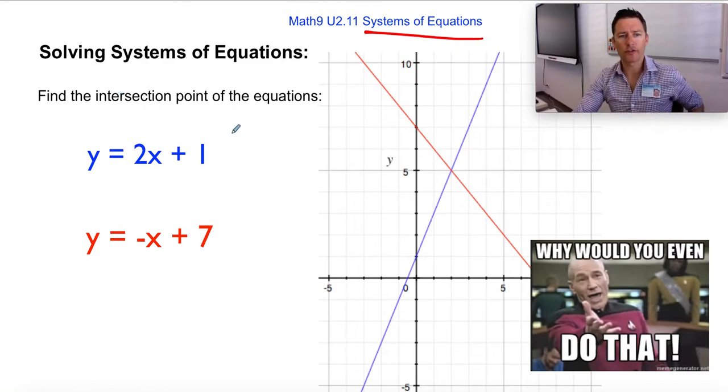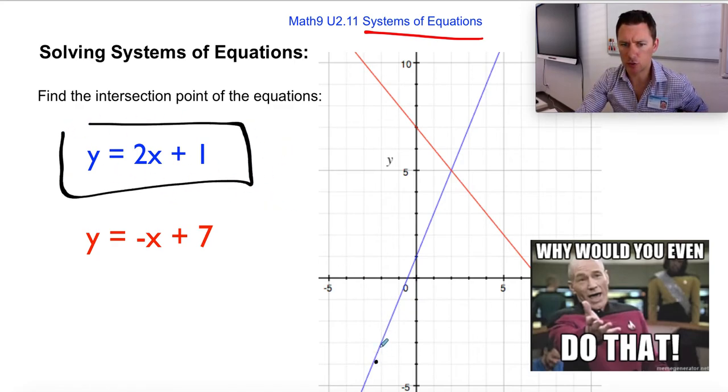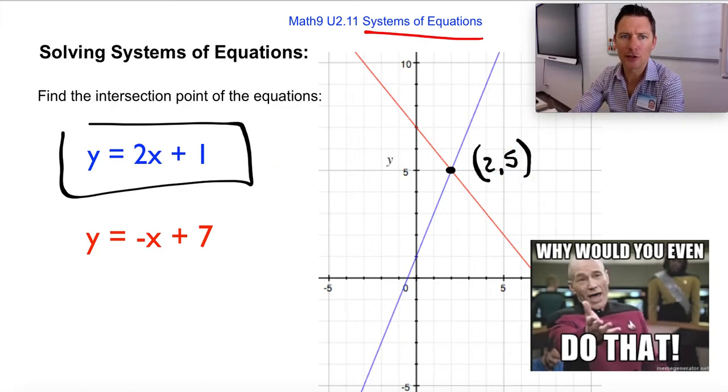All right, so solving a system of equations just means you take two equations. Here's the blue equation, and if you graphed it, there it is. And here's the red equation. If you graphed it, there's the line. The solution is where they intersect. So in this case, it'd be (2, 5). And this is a solution.